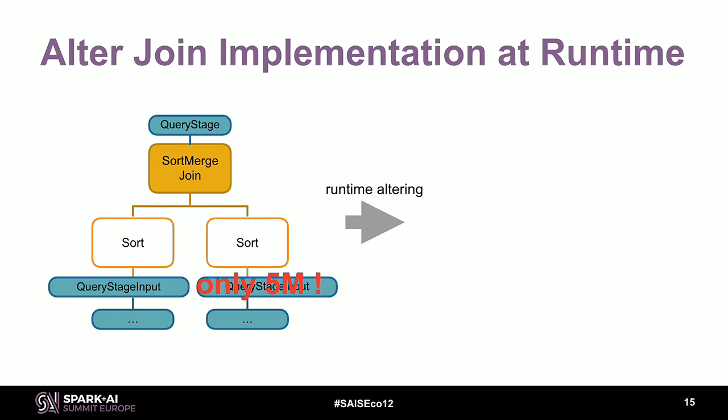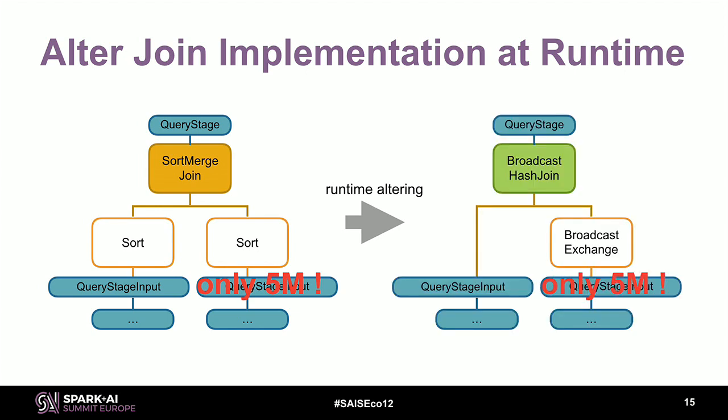Therefore, the top query stage decides to alter the sort merge join implementation to broadcast hash join by removing some operators, like sort here, and also some settings in query stage input, telling the new shuffle RDD how to read data. This way, we have successfully reduced a shuffle, and we will have a performance boost.